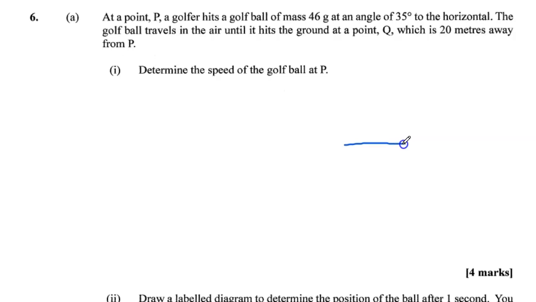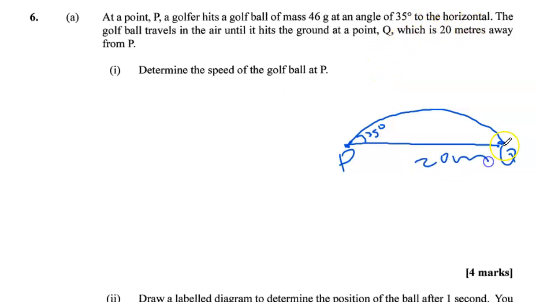So here we have a flat golf course, we're assuming. Here is P, here is Q, and the golfer hits the ball. Obviously it travels in the form of a trajectory. The ball was hit at an angle of 35 degrees with some initial speed, and the distance from P to Q is 20 meters, we are told. The question asks us to determine the speed of the golf ball at P. The speed is called U, because it will be the initial speed, U.